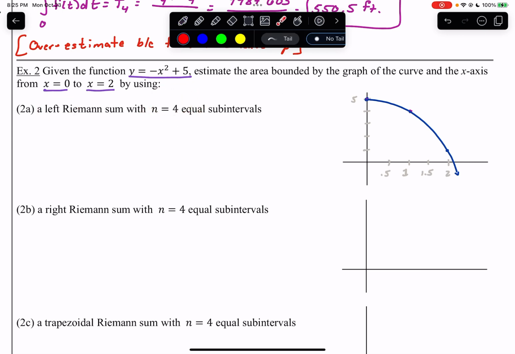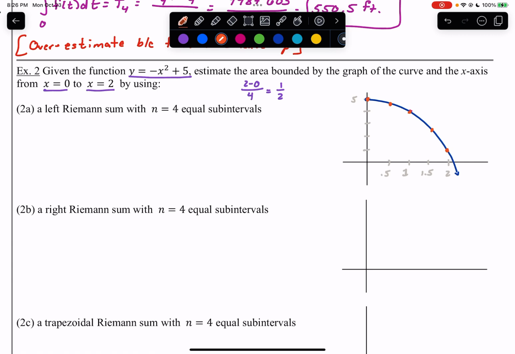So I've already drawn this. If you are trying to figure out, well, how do I know how wide each piece is? If I know the width, I can always divide. So if I'm setting this up, I'm going to say 2 minus 0 divided by 4. That's going to tell me the width of each individual rectangle. So I went ahead and set it up that way. So I've got 0.5, 1, 1.5, and 2. Those are kind of my points of interest. I already have the 0 as well.